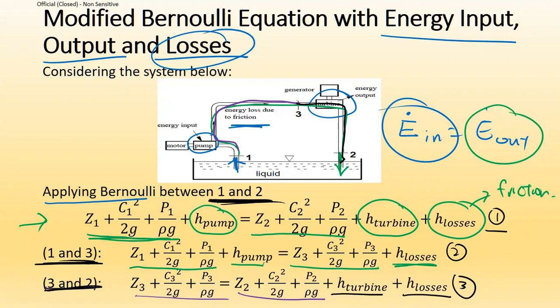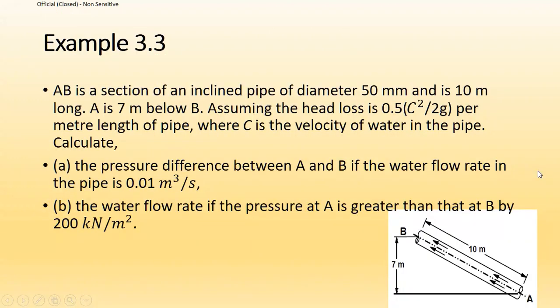The losses themselves are summative. So if we compare the losses, the losses from 1 to 2 must equal that of 1 to 3 plus 3 to 2. But individually, they are different because the losses are due to friction, and the friction depends on how much the fluid actually travels. That's why it's important to trace out the path. Very good. We'll come to this example to discuss the use of this modified Bernoulli equation.